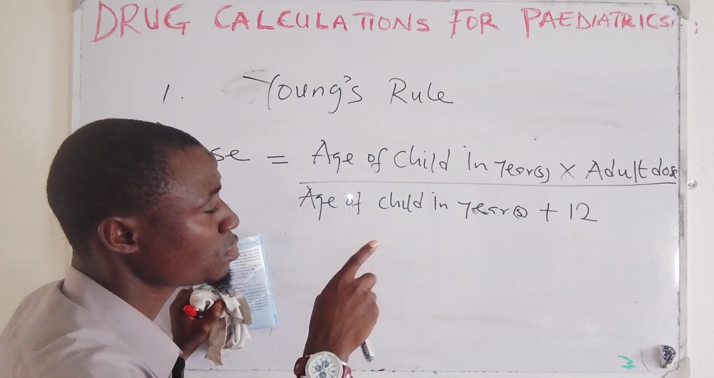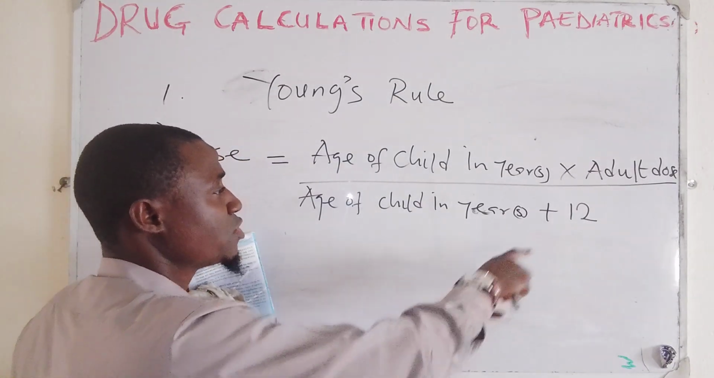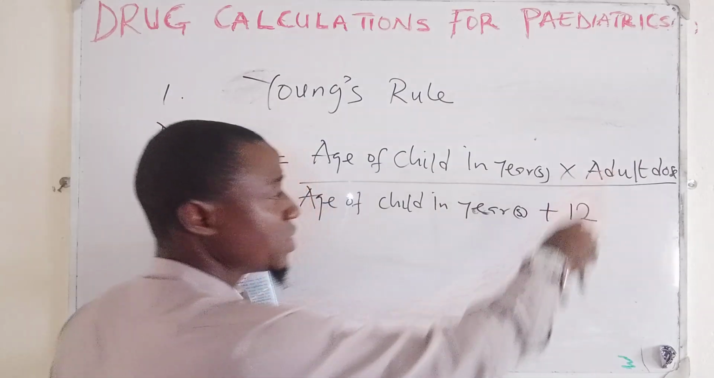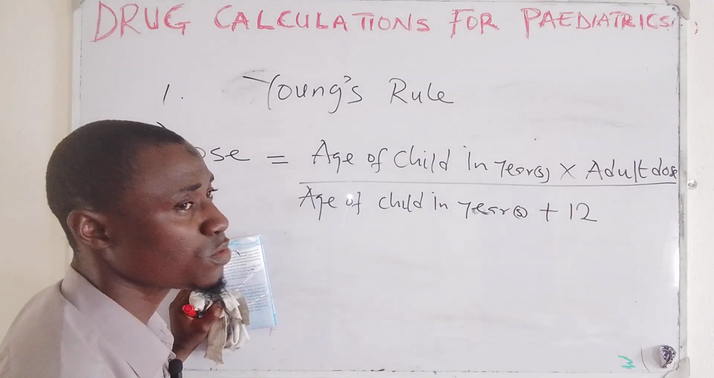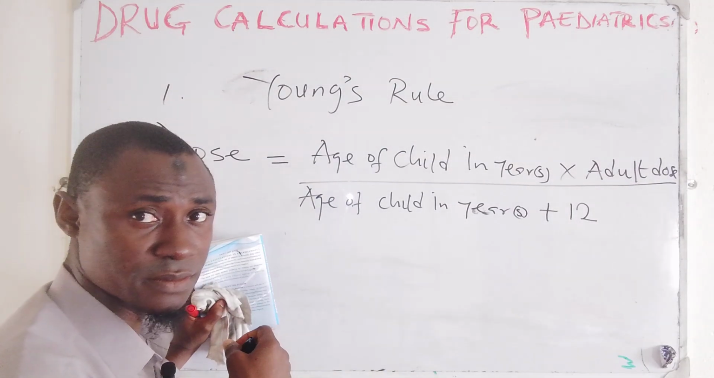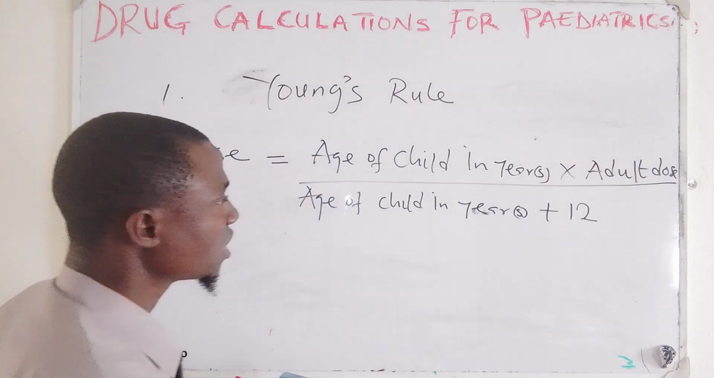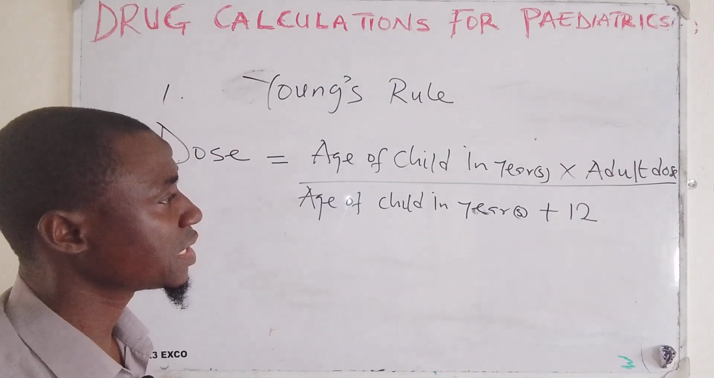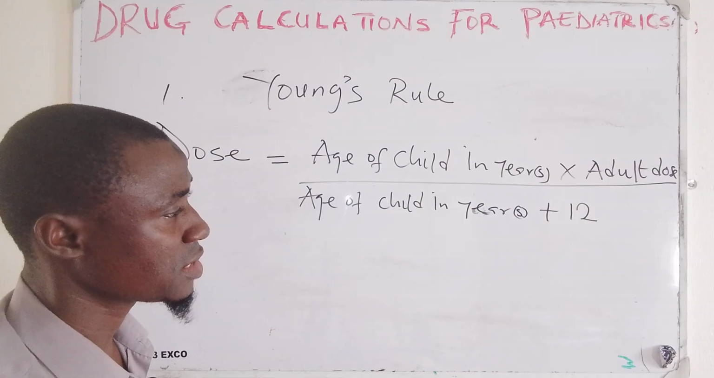And not just Young's rule, all of the rules that we're going to be looking at, all of the formulas, have a very strong link or connection with the adult dose. So very importantly, you will have to know the adult dose of any drug you want to administer to a child if you want to apply any of these rules or formulas. Now, let's quickly take an example so that we can have a better understanding.